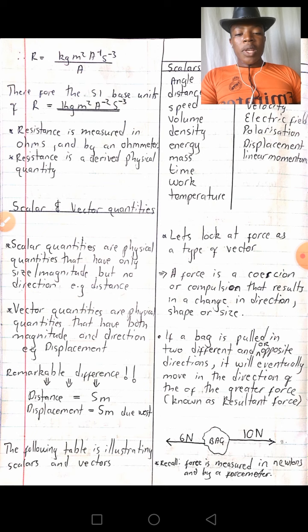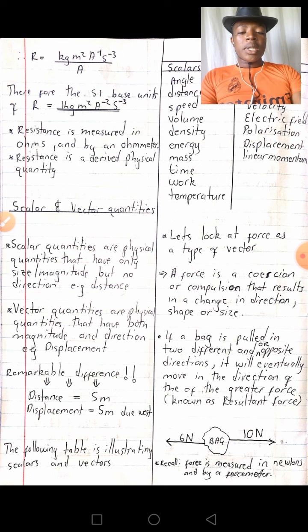The remarkable difference between scalar and vector quantities, I have shown it in the form of distance and displacement. Distance is a scalar quantity, displacement is a vector quantity. Remember the definition of displacement is the distance covered in a specified direction, and the definition for distance is the space covered in an unspecified direction. Now, where are we specifying that direction? For distance, we can only say the distance is 5 meters. But for displacement, we say it's 5 meters due east, due west, due north, or due south, right?